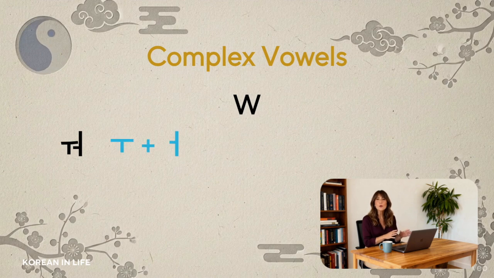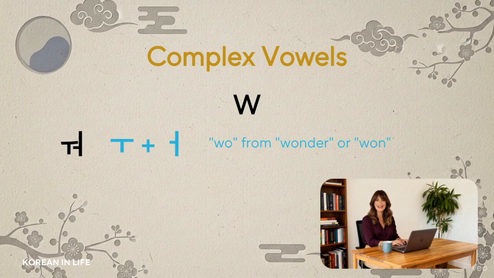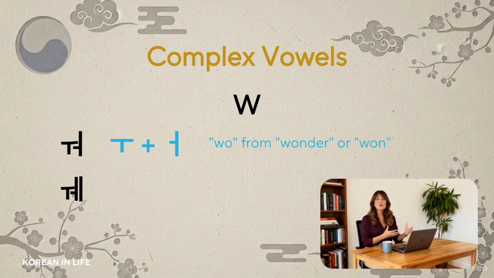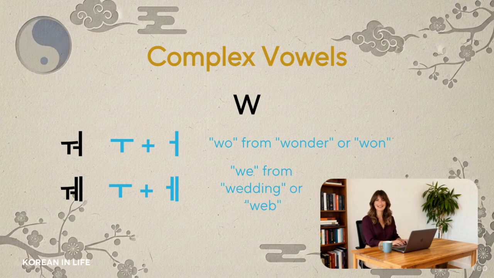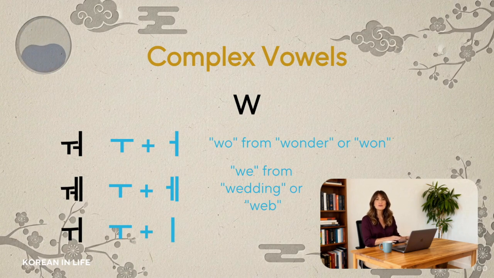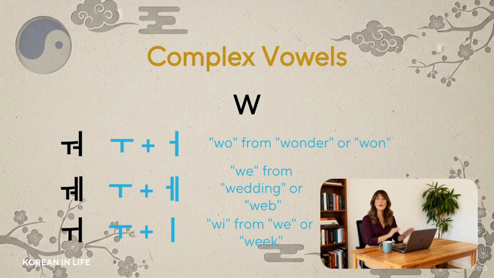Wo is wu plus o. It sounds like woe from wonder or one. We is u plus e. It sounds like we from wedding or web. We is u plus e. It sounds like we, like in we or week.